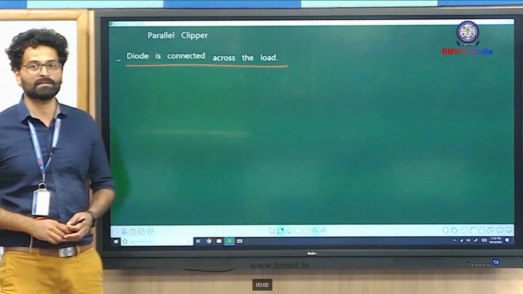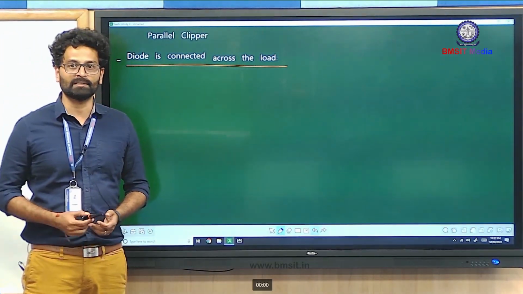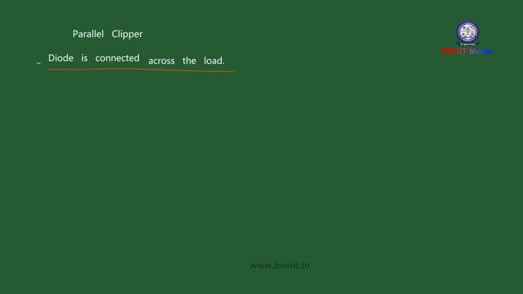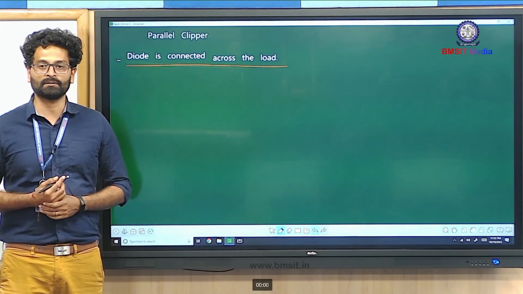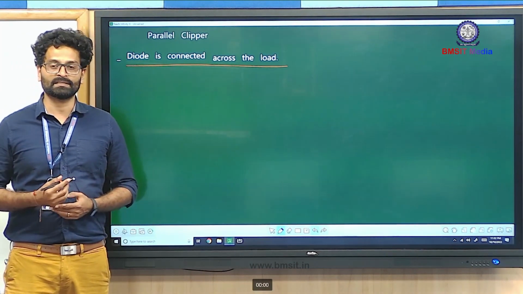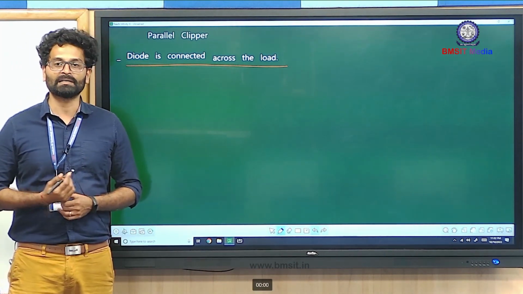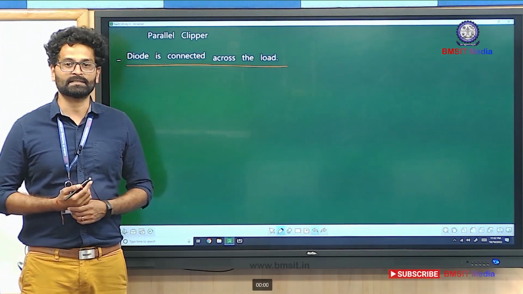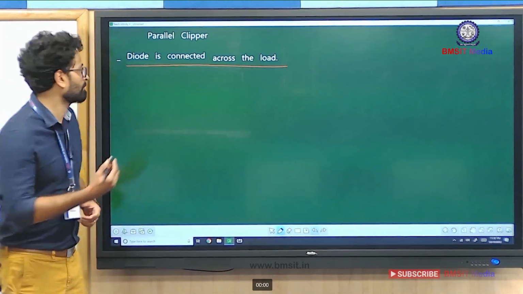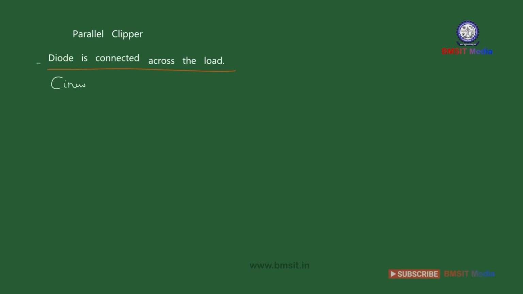So today let us look at the working of parallel clipper. In case of a parallel clipper, as you know, the diode is connected right across the load. First let us consider the parallel clipper on the basis of ideal diode analysis, and then we can consider a practical diode analysis. So first let us consider this circuit.